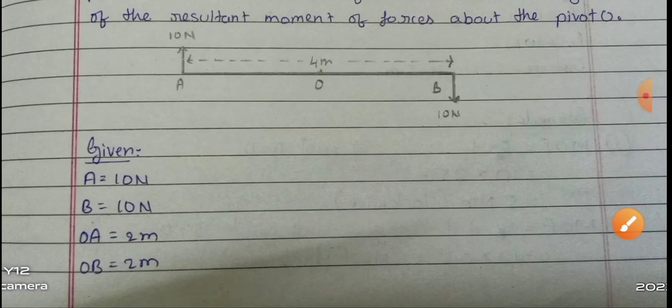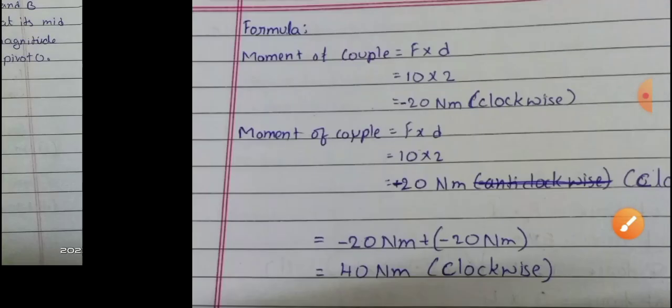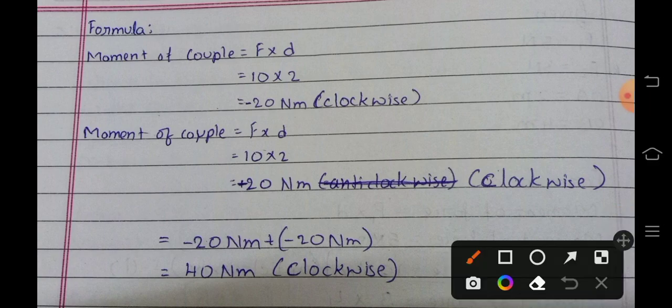Now, what all have they given? For point A, 10 Newton, for point B, 10 Newton. As you know, OA distance is 2 meter, OB distance is 2 meter. Now the formula, as you know, is force into distance. First you do it for point A, and then for point B. After substituting all the values you will get minus 20 Newton meter here, and minus 20 Newton meter here.